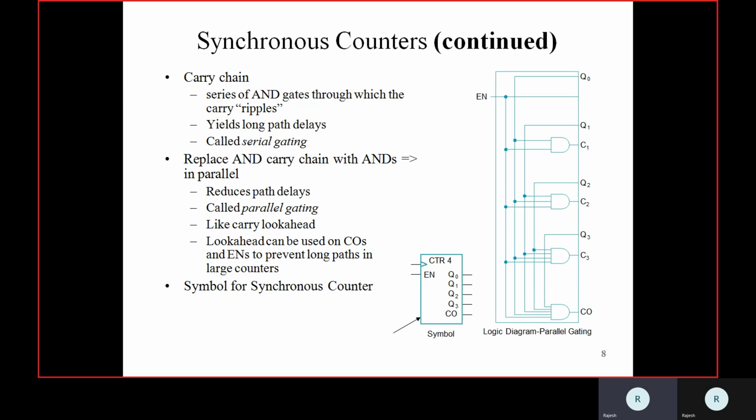So earlier we have seen one incrementer logic for a synchronous counter using a carry chain logic, where the symbolic representation has Q3, Q2, Q1, Q0 as the outputs. There is an enable pin and a clock at the input side, and there is a carry out bit. And here the carry chain is built with a series of AND gates through which the carry ripples, and this yields long path delays. This method is called serial gating. We want to replace the AND carry chain with all AND gates in parallel.